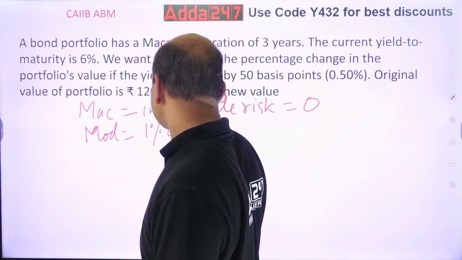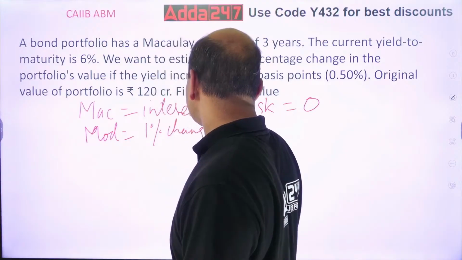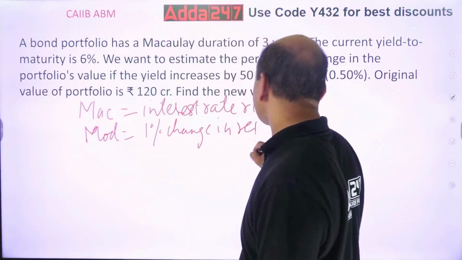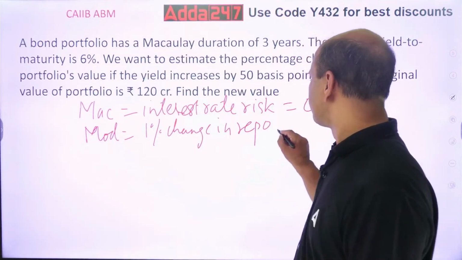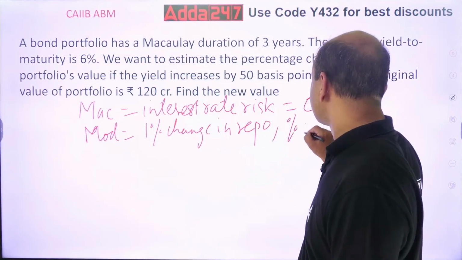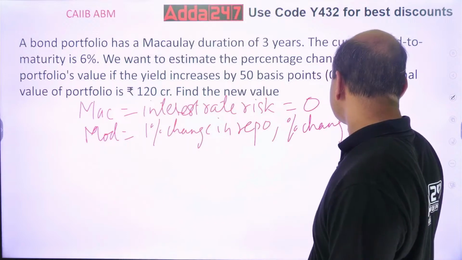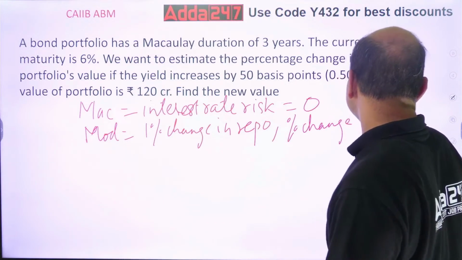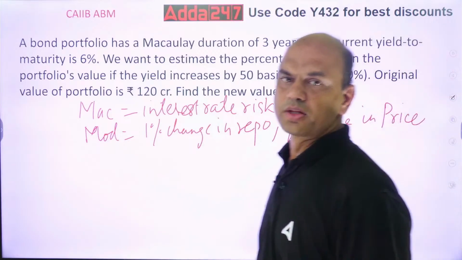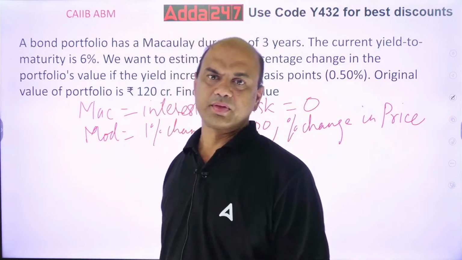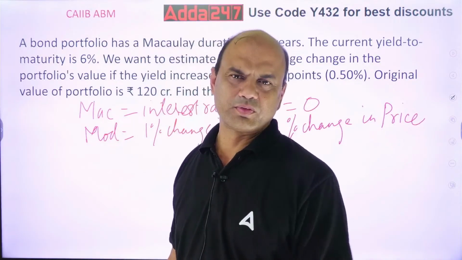change in repo. In repo or any benchmark, the percentage change in the price of the bond. This is known as modified duration. Price of the bond or the portfolio, whatever it is.